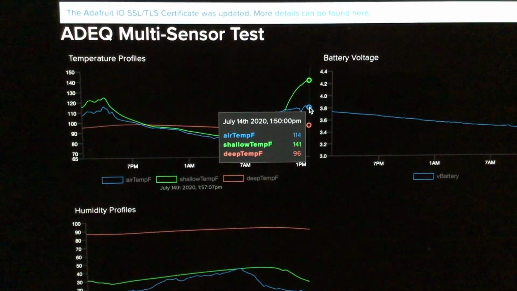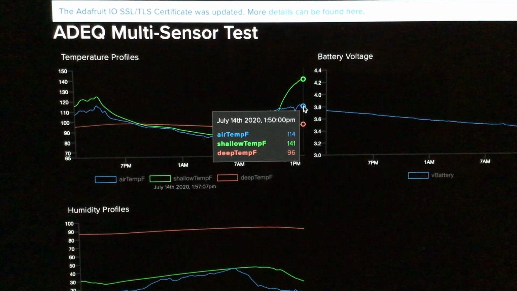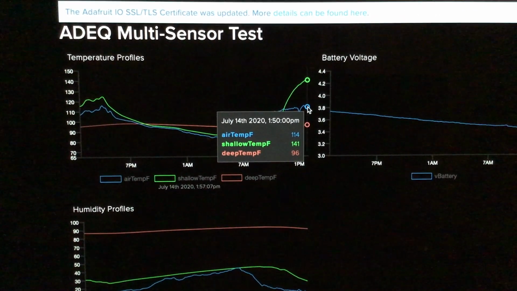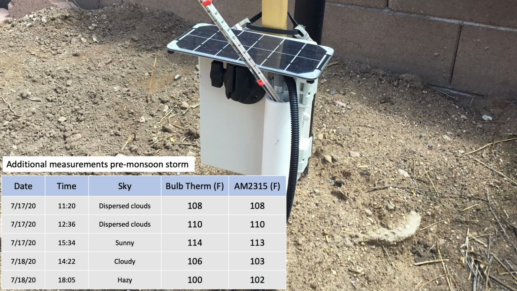I am going to get another thermometer though, maybe a glass thermometer that I can use to better understand what the air temperature is for comparison. I'll take it. And here's a few measurements collected with the bulb thermometer for comparison with the AM2315 collected before the July 23rd storm.